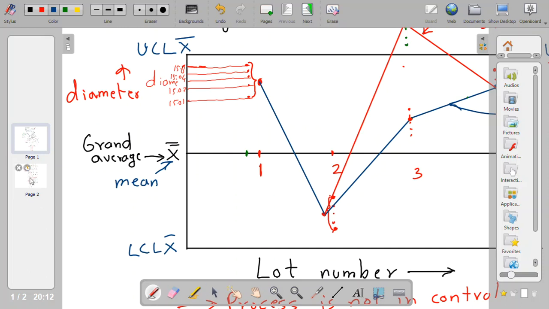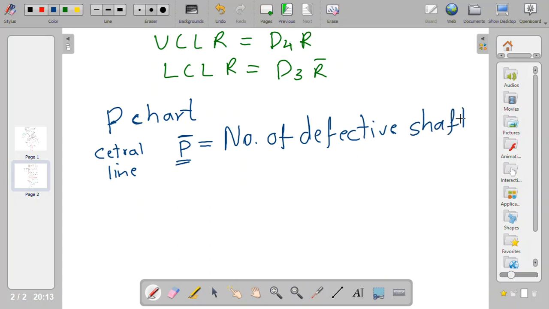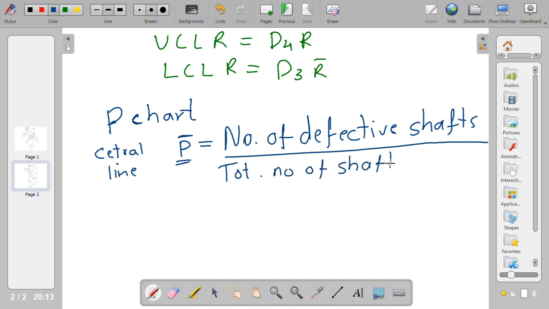So in the case of the P chart, how are we finding the P bar value? It is the number of defective items, or defective shafts, divided by the total number of shafts inspected.